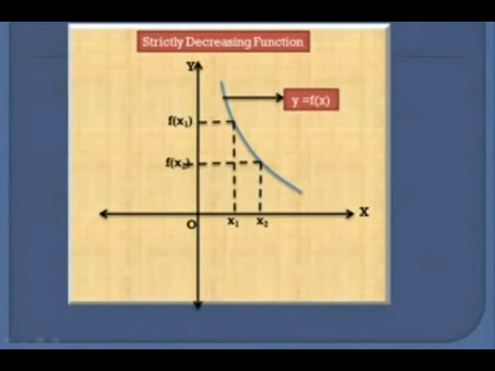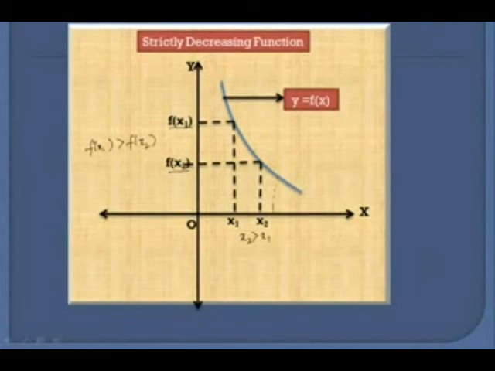Now let us say that this is the graph of y equal to f of x. Now if we take any point x1, then the corresponding value of y would be f of x1. Now if we take any point x2 such that x2 is greater than x1, or x2 lies on the right hand side of x1, then the corresponding value of y would be f of x2. Now here we clearly see that f of x1 is greater than f of x2. So this is a decreasing function for all x1, x2 in the domain of x.